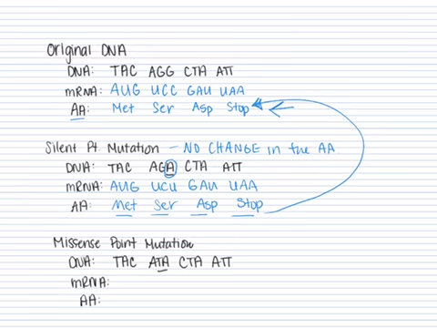Now let's look at missense. Missense is where at the point of mutation, which is right here, there's going to be a change in the amino acid, and it's just going to affect this one amino acid. It's not going to affect the rest of these.